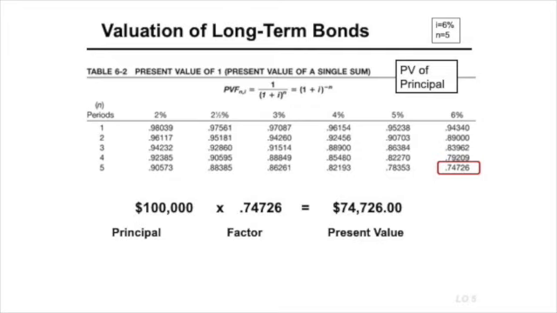So we know one piece. Now the next piece is that at the end of that period, the company's also going to pay $100,000. That's the face value of the bond. We need to discount that back to today because we want to know the value today. So that's just a single sum, 5 years at 6%. The factor is 0.74, so we multiply $100,000 times 0.74, which gives us a present value of $74,726. That's the present value of the face amount of the bond that we're going to have to pay when the bond matures. So it is worth $74,000 today.